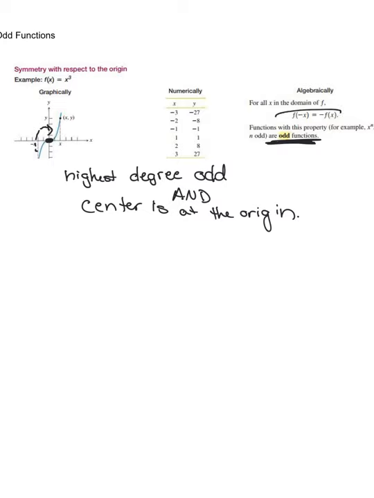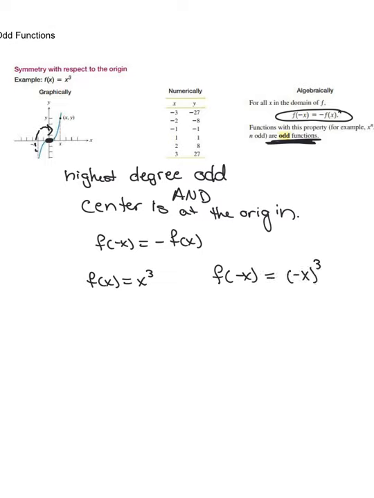So here the algebra is saying that f of negative x is the same as negative f of x, so make the whole function negative. If you took this example, f of regular x is x to the third. Now plug in negative x, and you'll have negative x to the third. An odd power of a negative remains negative, so this becomes negative x to the third. That would make them the opposite signs. So yes, an odd function.